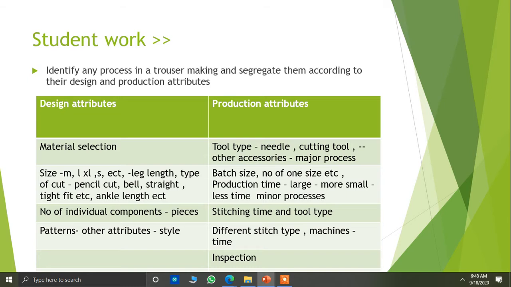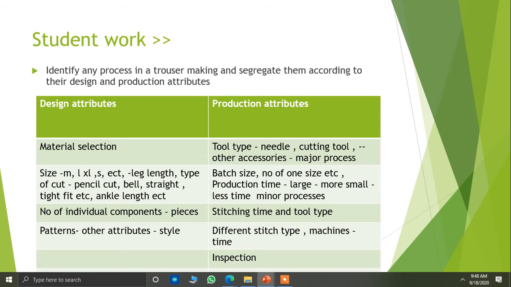Okay, am I correct? Yes, sir. If the number of pieces is very less, your production time will also be very less. Okay. Yes, sir. And there are other attributes like pattern, style, and additional components that need to be added on the trouser or whatever it is in order to make it fashionable, right?